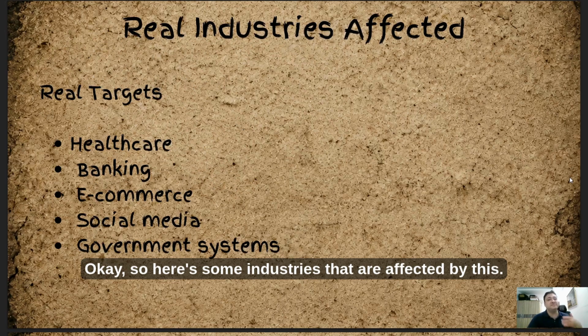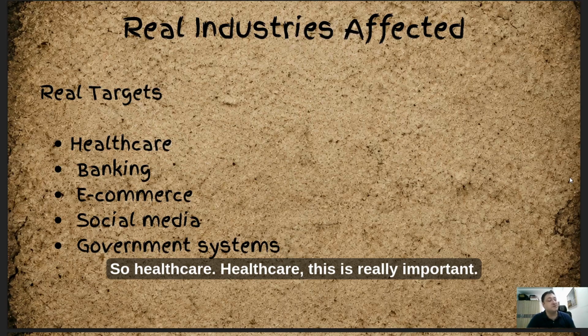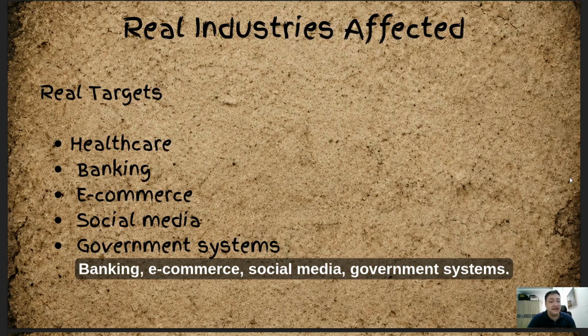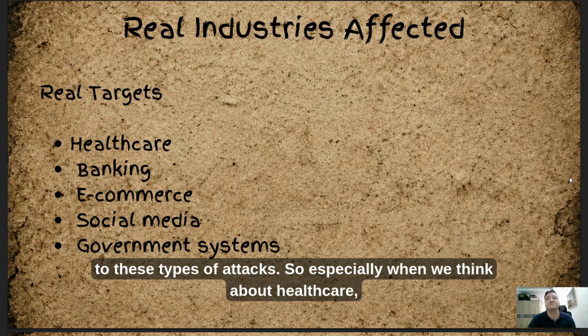Okay, so here's some industries that are affected by this, and I think it's real world situations. So healthcare, this is really important. Banking, e-commerce, social media, government systems. These are all major industries that are prone to these types of attacks.